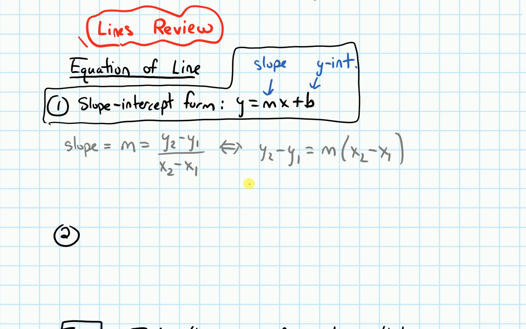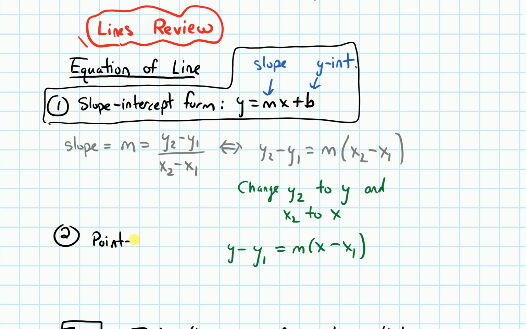So now what I'm going to do is I'm just going to relabel some of my variables. I'm going to change the y2 to y, and change the x2 to x. So when we do that, we get the following equation. We get y minus y1 equals m times x minus x1. And this is what's called point slope form. So point slope form. This is another form for the equation of a line.